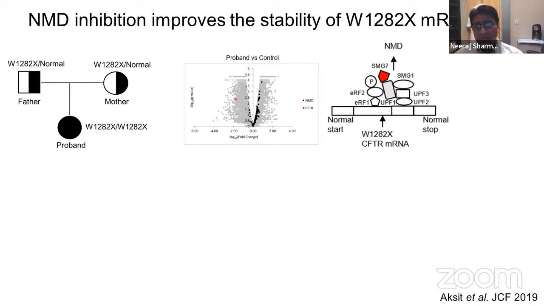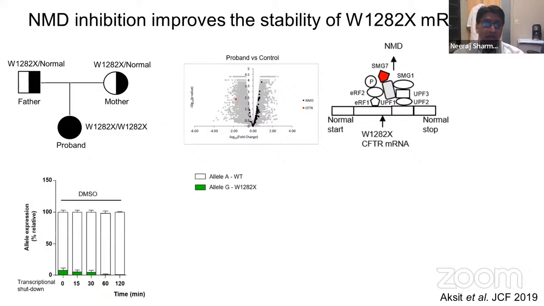We are very complex. In fact, the molecules within us are more complex. Giving here now another assay to demonstrate that W1282X undergoes decay, and I was trying to give you a point about the advantage of studying the carrier parents, because carrier parents contain one wild type allele as well.